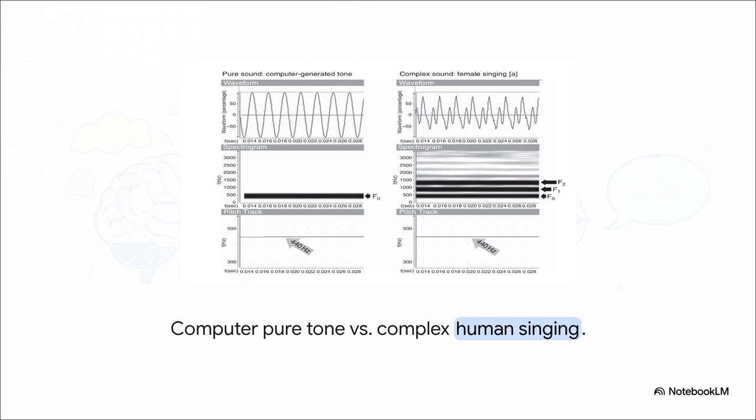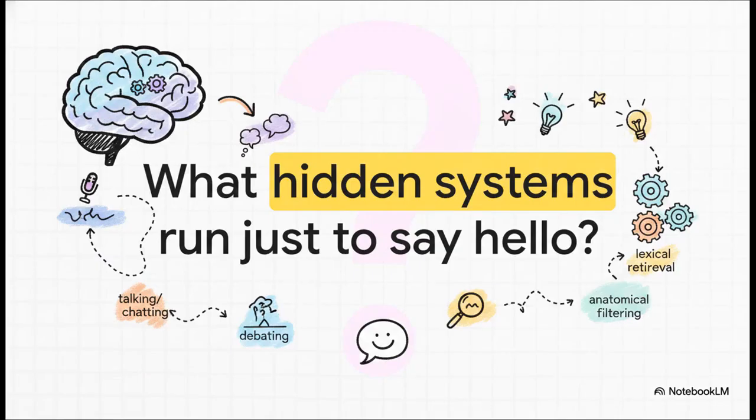Look at all those distinct, dark, horizontal bands. Those are formants, the complex resonant frequencies created by the human biological filter. It's a stunning visual representation of just how textured, complex, and deeply biological our physical speech truly is compared to a machine. We go through our entire day talking, chatting, and debating without ever giving a second thought to the massive linguistic factory working tirelessly in our heads.